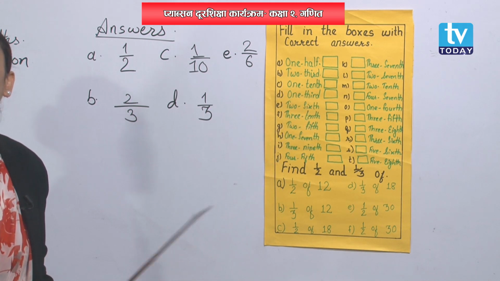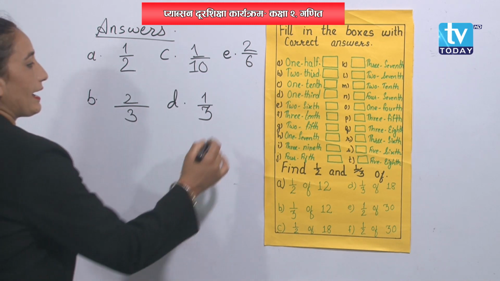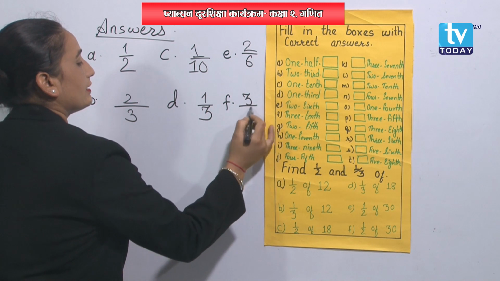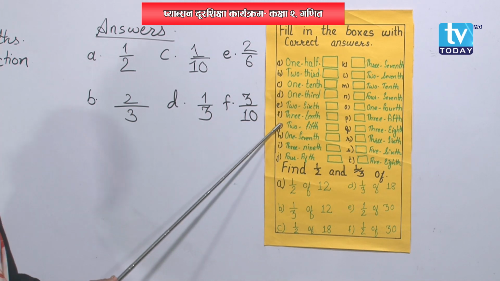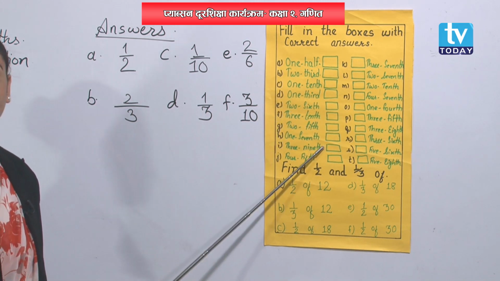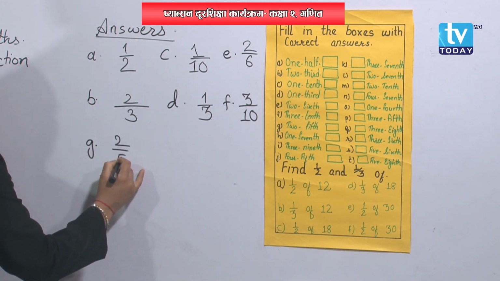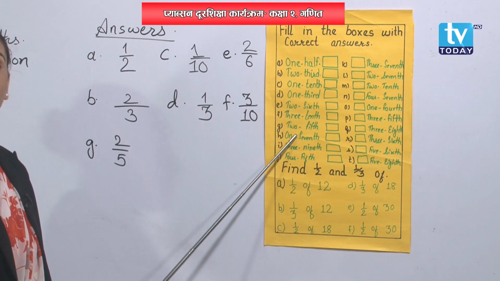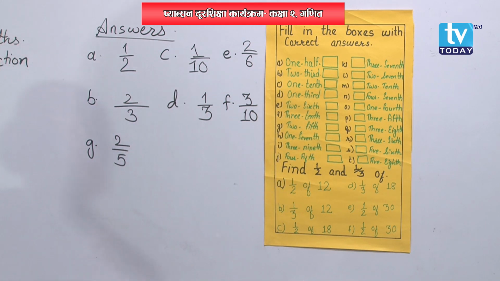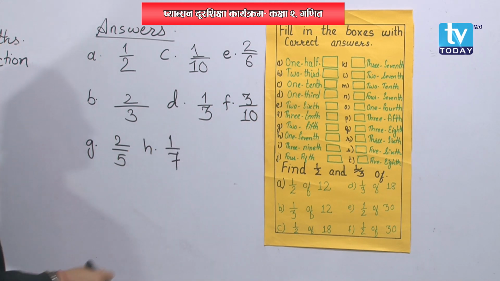Now F number. 3/10. Out of 10 parts, 3 parts are shaded. So how to write? 3/10. These are the answers I have written over here, okay? G number. 2/5. How to write? 2/5. Okay. H number. 1/7. How to write? 1 out of 7 parts. 1/7.